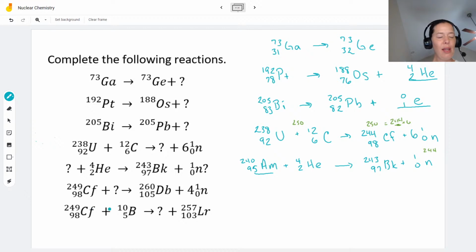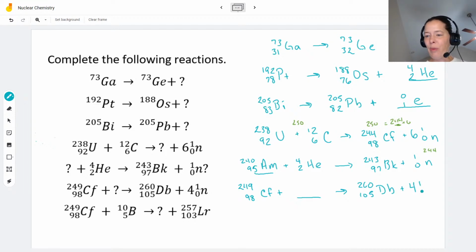Let's keep going. Okay, so rewriting this. 249, 98. We've got another Californium. I've got a blank here. I'm not sure what that's going to be. And then 260, 105. I'm not sure what Db is. I'm going to have to go look that up. But we'll be back to the periodic table shortly.